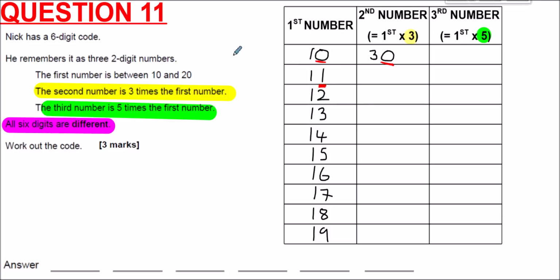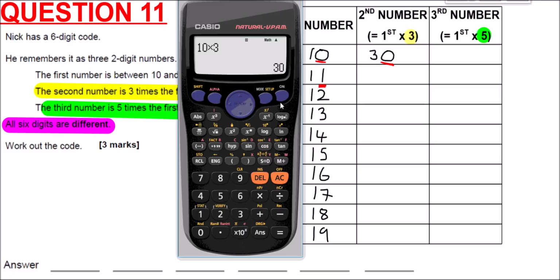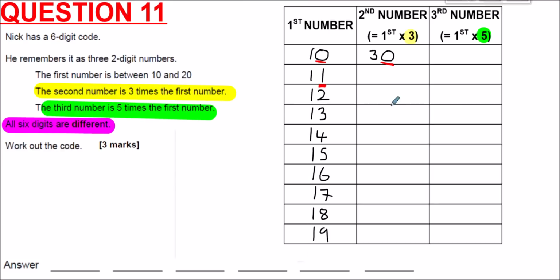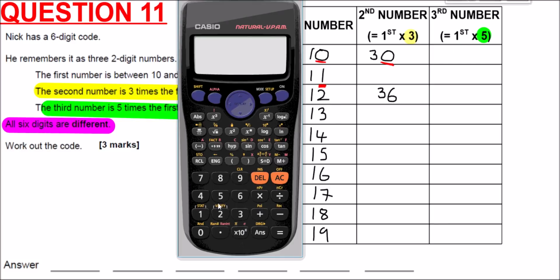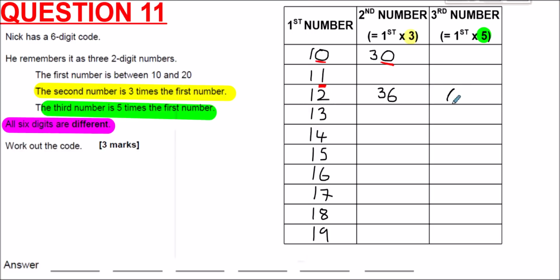Could 12 be? If 12 were the first number, the second number would be 12 times 3, which is 36. No digits have repeated yet. But the third number would be 12 times 5, and 12 times 5 would give us 60. And so it can't be 12 either, because the 6 repeats in 36 and in 60. 13 perhaps? The second number would be 13 multiplied by 3, which would be 39. And so it can't be 13 because the 3 would repeat.